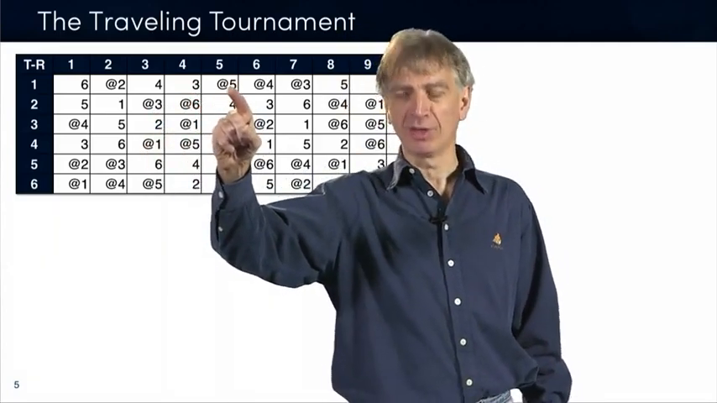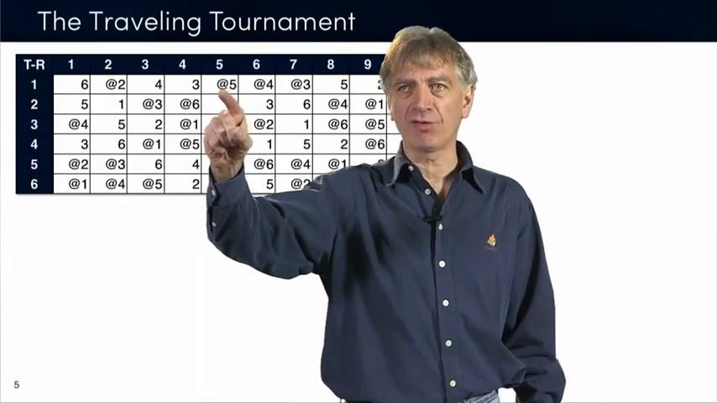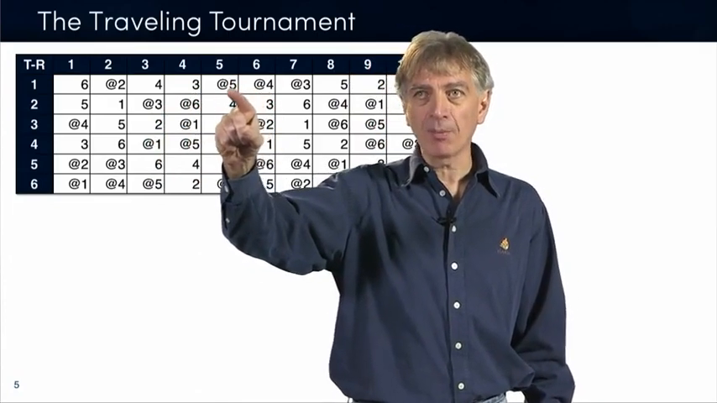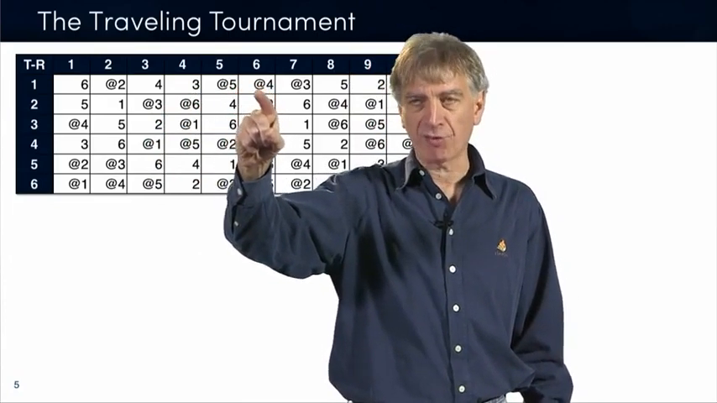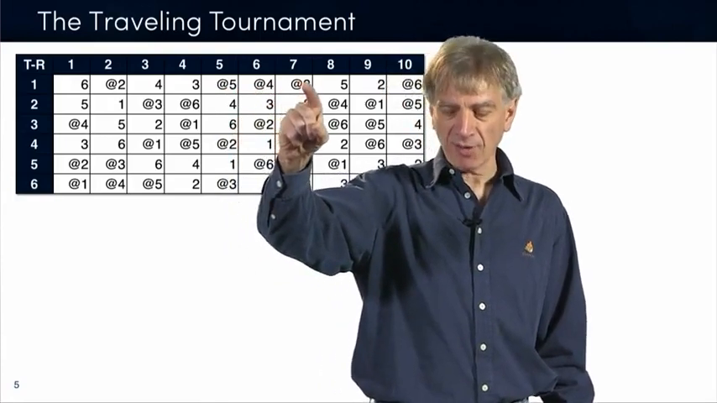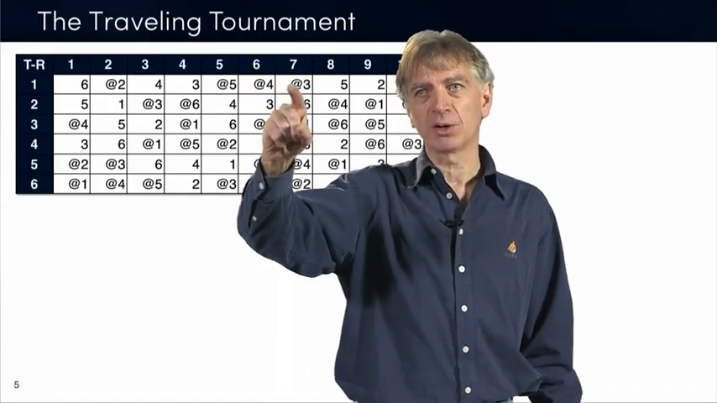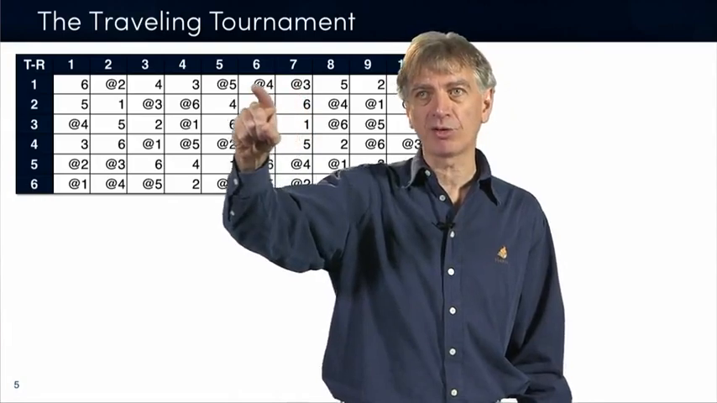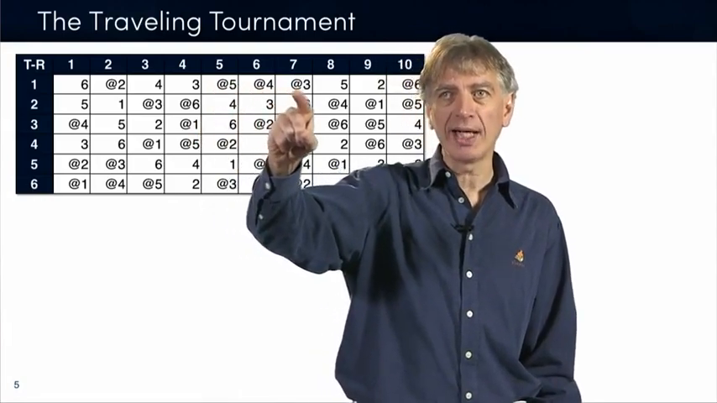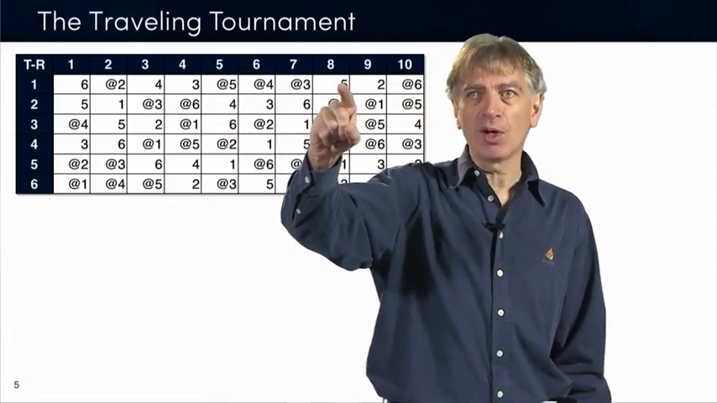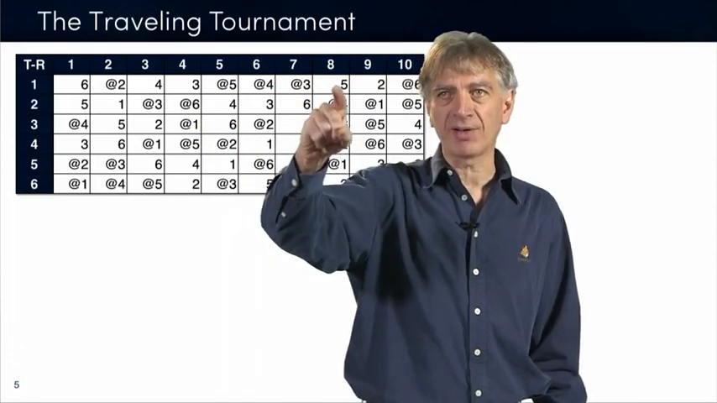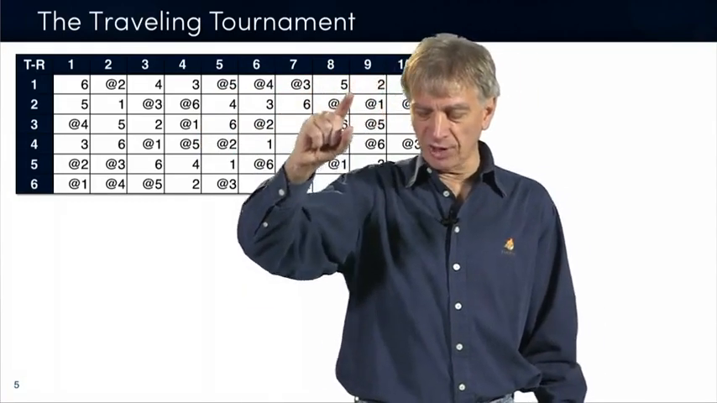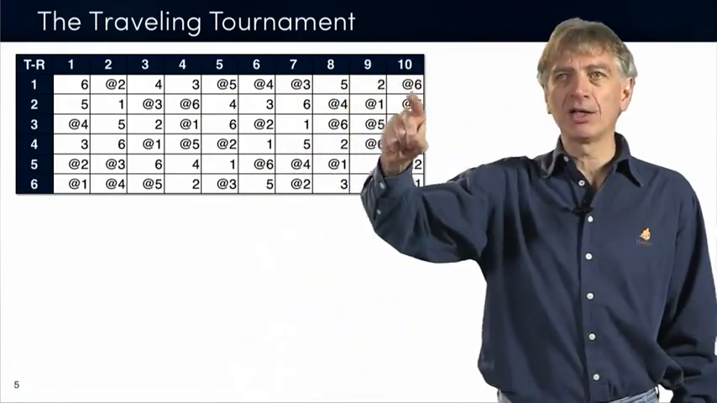So first moving and playing at 5, then moving from the stadium of 5 to the stadium of 4, playing at 4, then flying and playing against 3. That's, again, away. So you have a sequence here of 3 away games. Then team 1 is going to fly back home and play 5, and then 2, and then conclude the season by playing at 6.